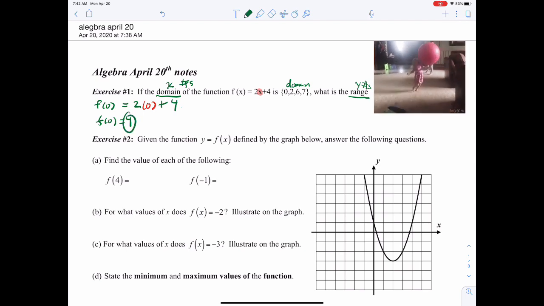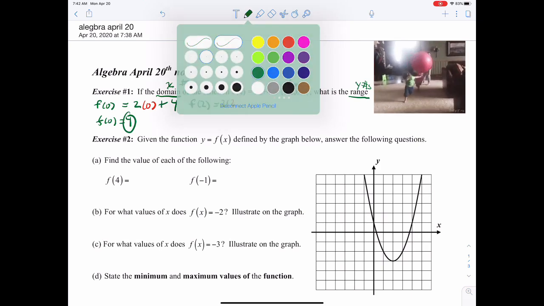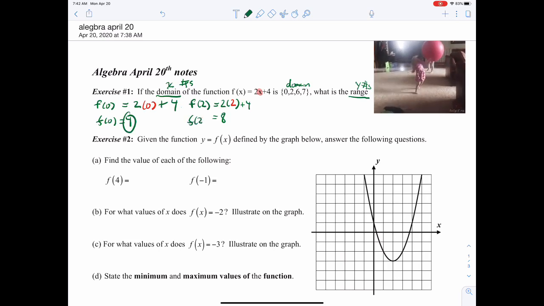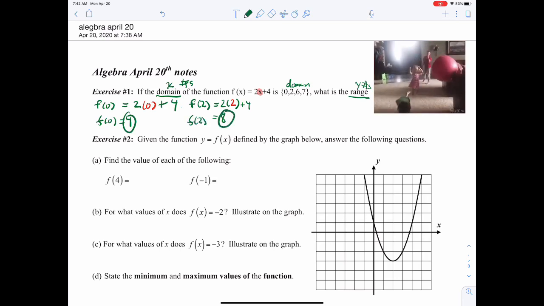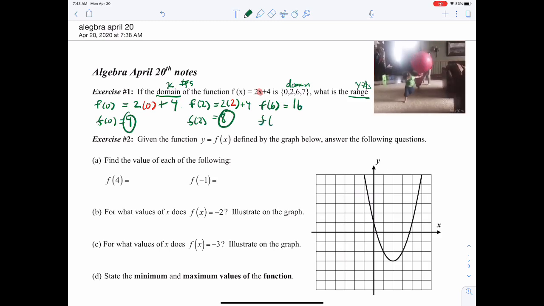We know that. F of 2. If you plug in 2 for x, 2 times the 2 for x there, plus 4 equals 8. So f of 2 equals 8. That's another number in our range. And then if you were to find f of 6, if you plug in 6 for x, you should get, well, do that yourself. See what you get. Pause the video. You get 16. And then f of 7, you should get 18.